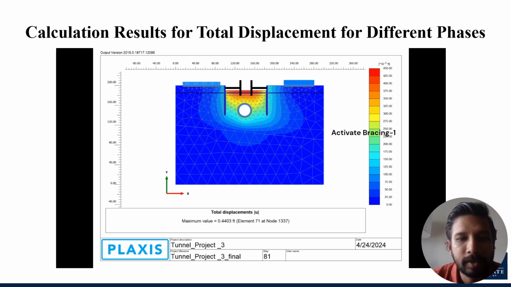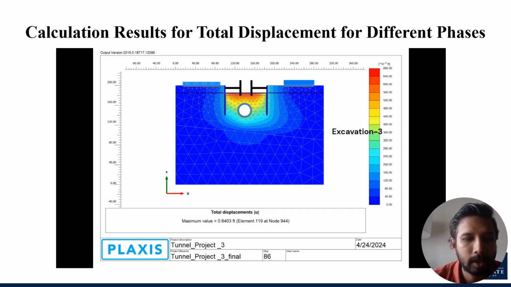So now we can see we added two bracings, anchored plate, with our diaphragm wall to give our diaphragm wall a little bit of extra support to resist the lateral earth pressure. Now another 5 feet layer depth excavation is made.